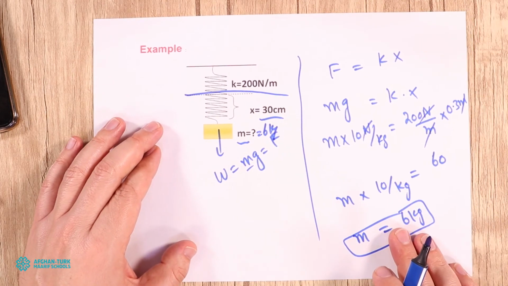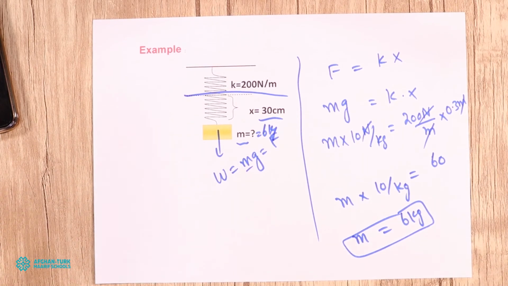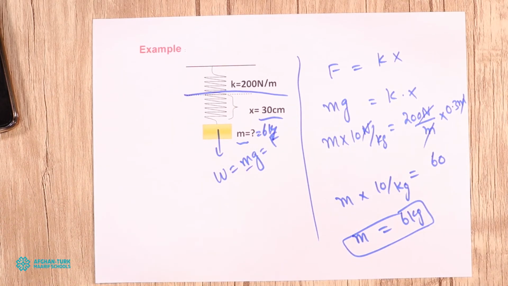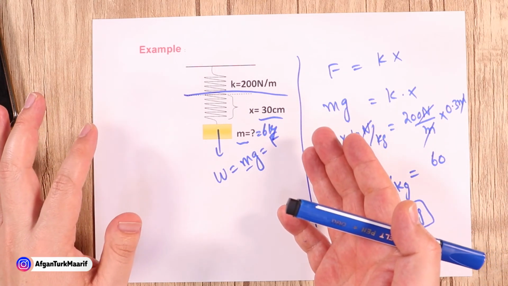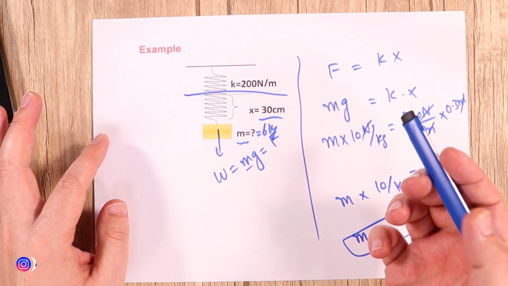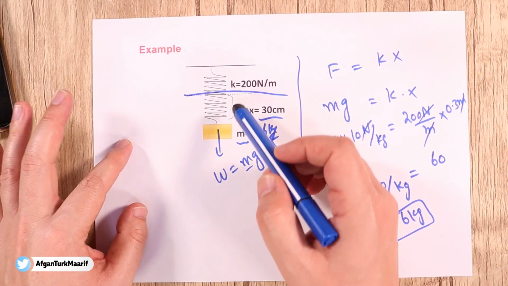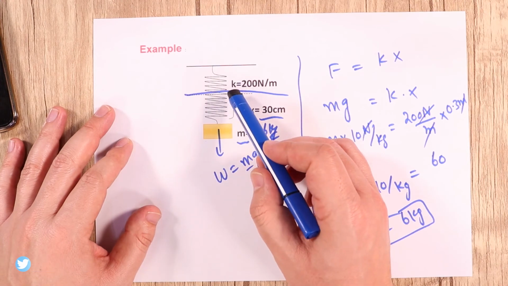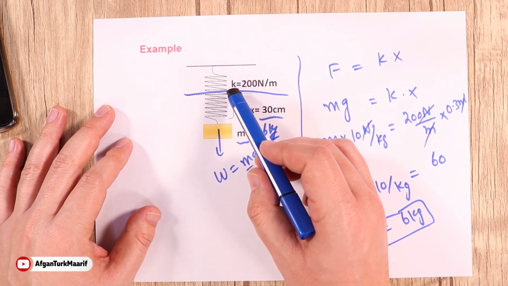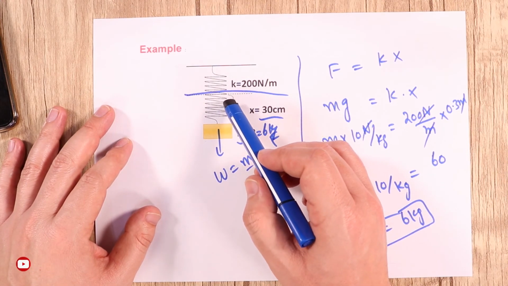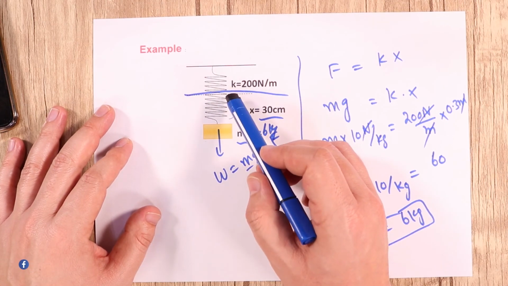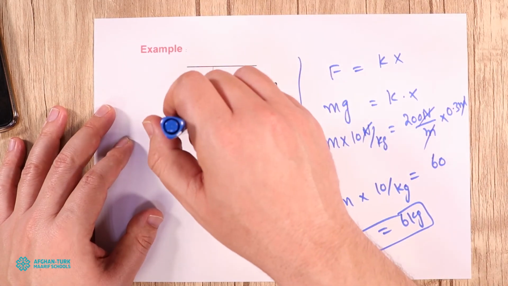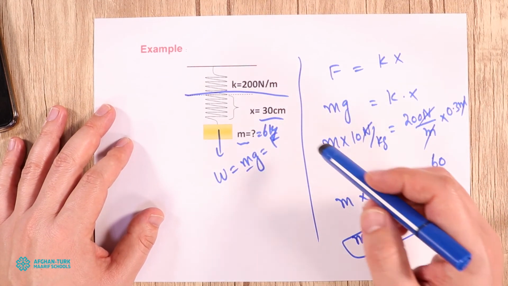Okay, so this is the Hooke's law question. If you have any question related to Hooke's law, remember why they put Hooke's law in the work and energy chapter: if we apply a force, then because of the distance, some work is done, and because of this work done, they put Hooke's law in this chapter.